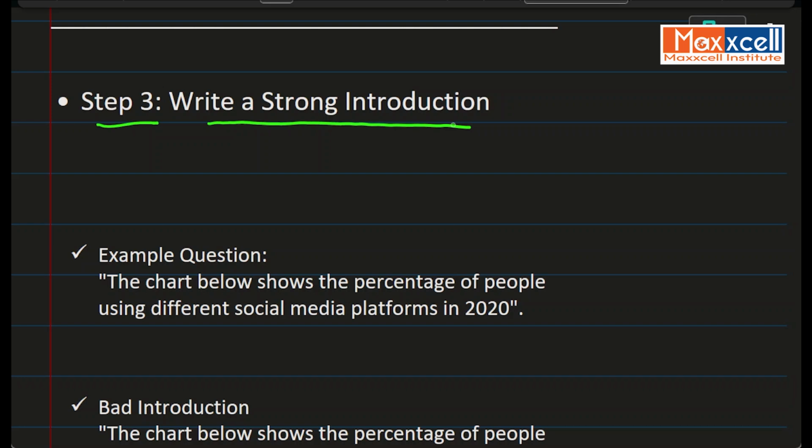Introduction should paraphrase the question. So the main thing about the introduction is that you have to paraphrase.